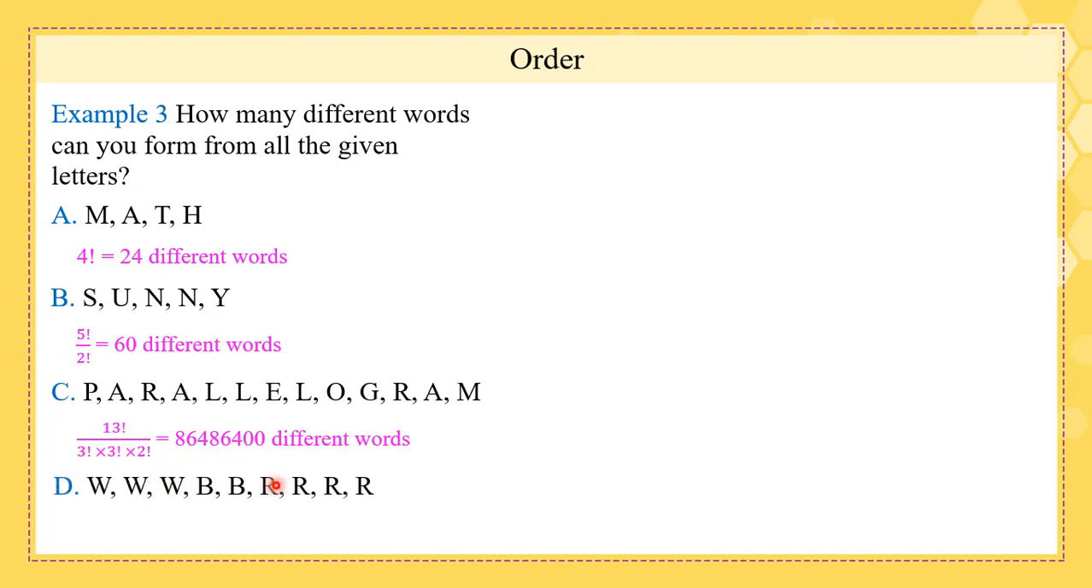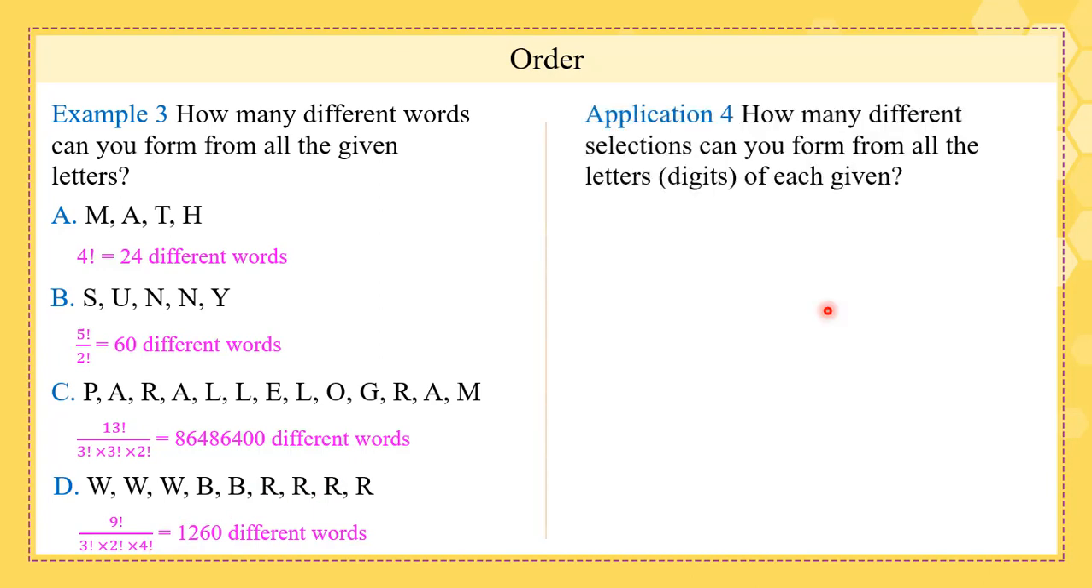Now if we have such a word which is meaningless, in this case we have 9 letters. W is repeated 3 times, so we divide by 3 factorial. B is repeated 2 times, we divide by 2 factorial, and R is repeated 4 times, so we divide by 4 factorial. Now let's see this application.